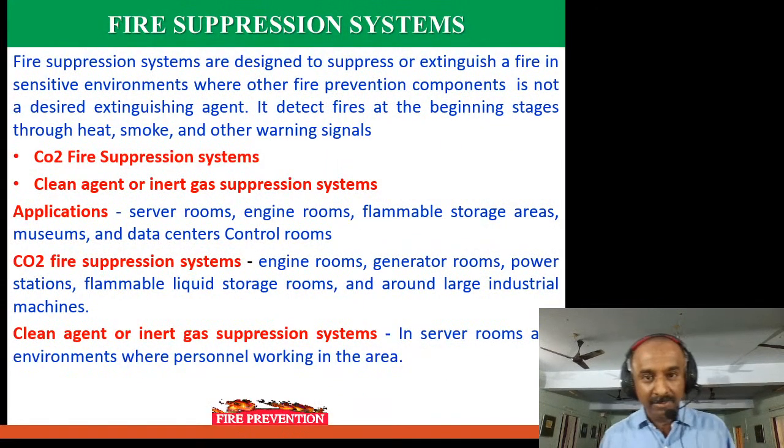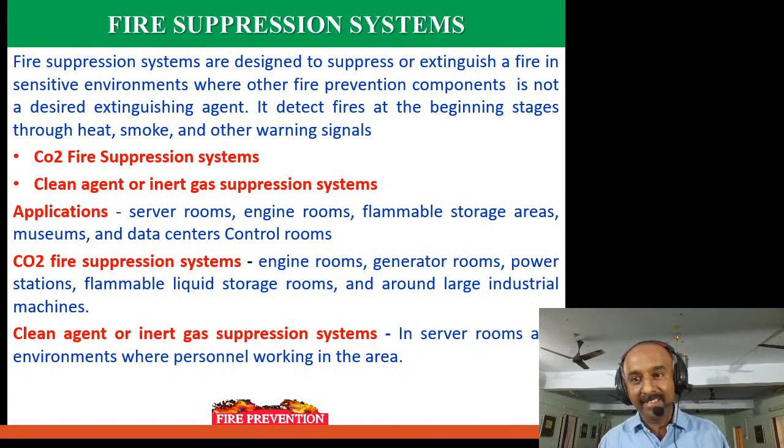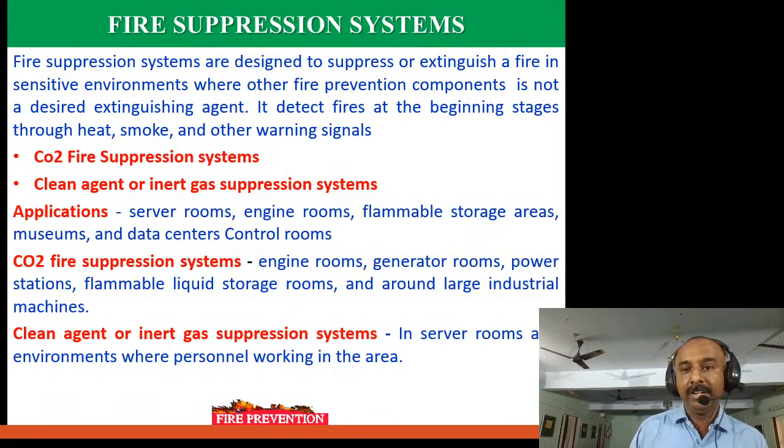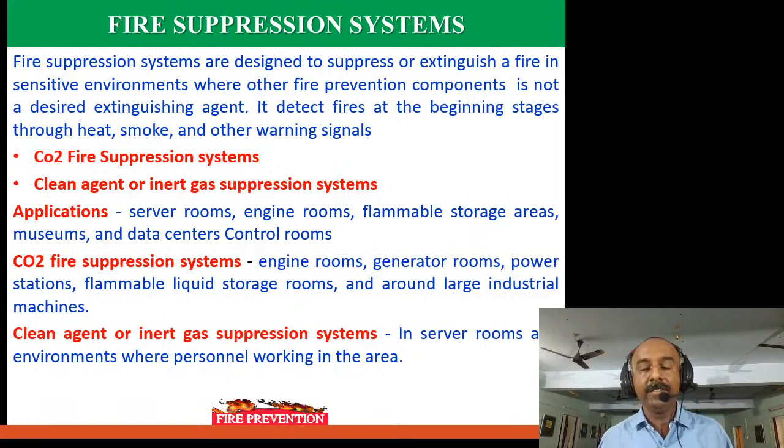So the fire suppression systems are designed to extinguish fire in some sensitive environments. There are different types of extinguishing firefighting equipment for different types of application. What is the reason behind this? The other fire prevention components are not a desired extinguishing unit. The advantage of the system is that it detects fire at the beginning stage through smoke, heat and other warning signals.